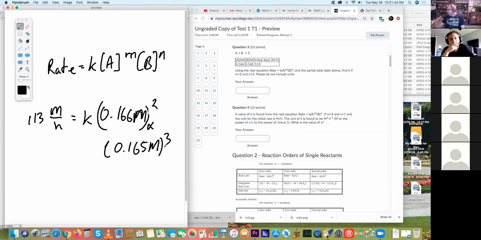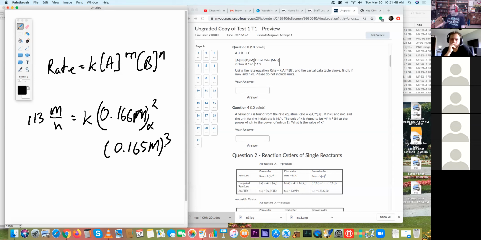So with respect to the powers, you're just saying we're going to need to square 0.166 M, and then cube the 0.165 M. But don't worry about the units for question 3. Just be more concerned about the numerical value, because that's all I'm asking for in question 3.